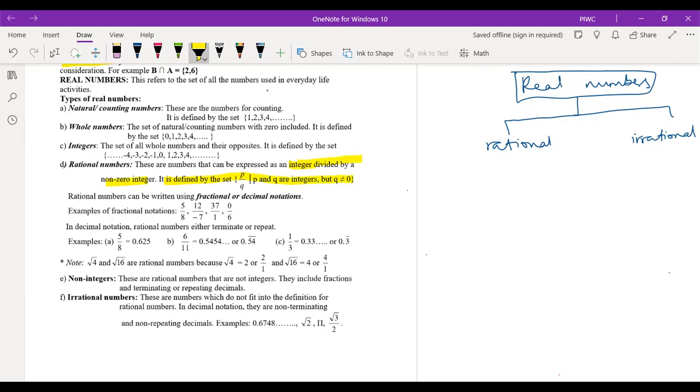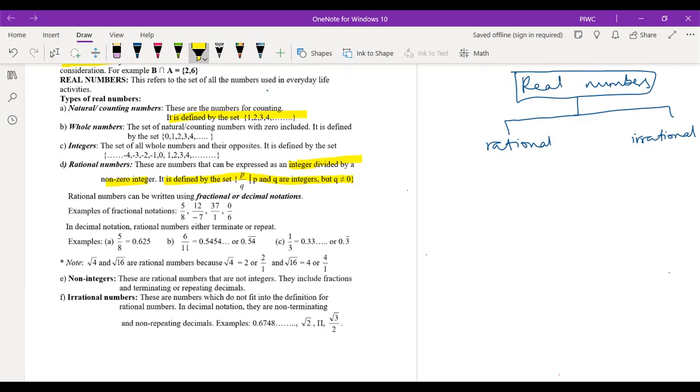All right, so what do we mean by integers? Before we can understand this, we need to understand what integers are. So let's begin with the first definition. We have natural numbers or counting numbers. These are the numbers for counting. It is defined by the set 1, 2, 3, 4, 5, 6, 7, and so on. As you can see, 0 is not a counting number.